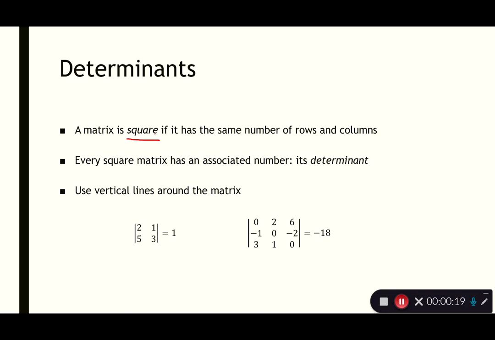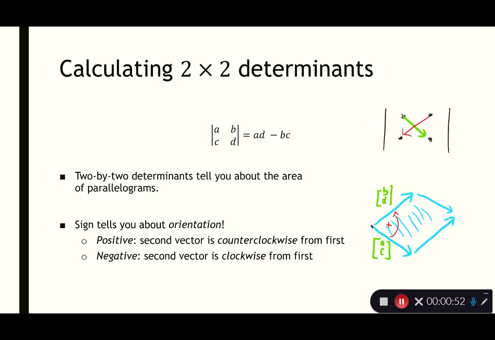And every square matrix has an associated number to it that we call its determinant, that has geometric interpretations and formulas for it. And when we want to write it, we use vertical lines on either side of the matrix rather than using the usual notation for a matrix, which has square brackets on either side. So here's a 2 by 2 matrix. Its determinant is going to turn out to be 1 on the left, and here's another matrix on the right that's 3 by 3, and its determinant is going to turn out to be minus 18 if I didn't screw up the calculation. And each of these determinants has a specific method for calculating it.